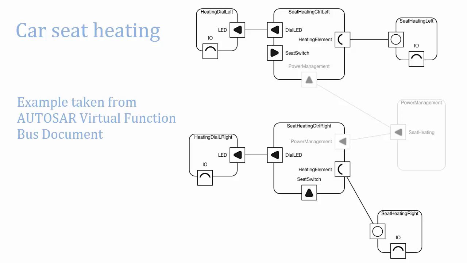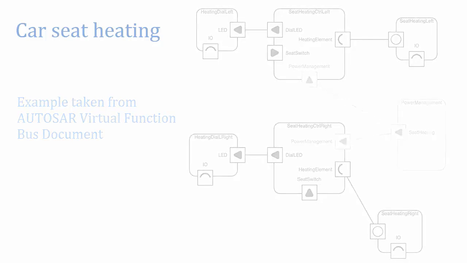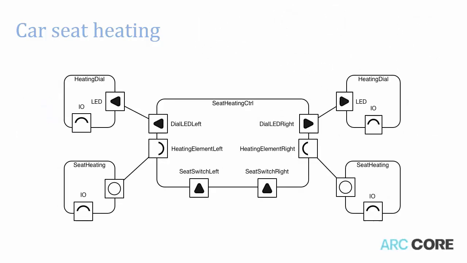When inspecting this model a little closer, one realizes that the controllers, the heating elements, and the LEDs are actually the same kind of entities. So instead of creating several identical applications, we could simplify this model without actually changing its functionality. And this is how such an alternative model could look.